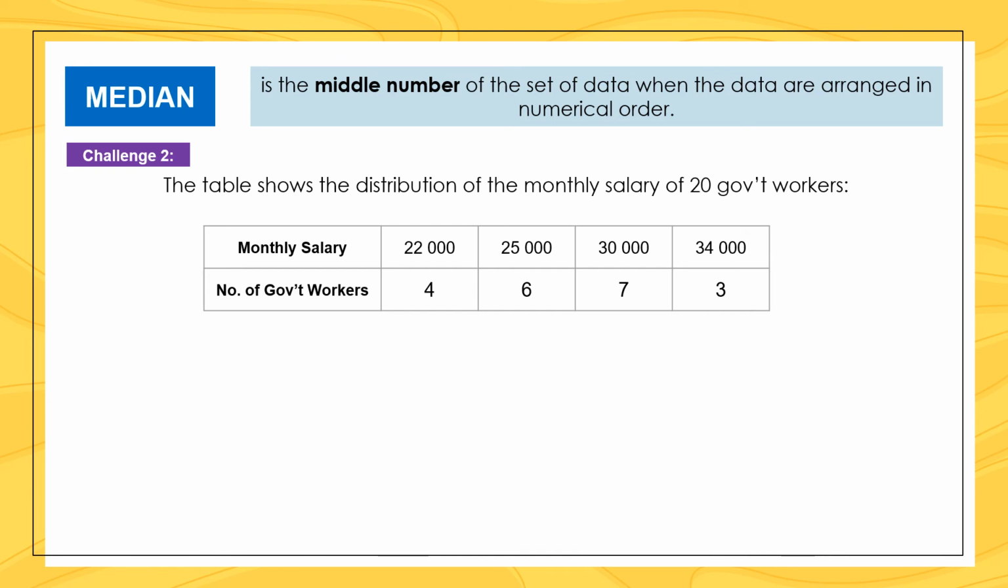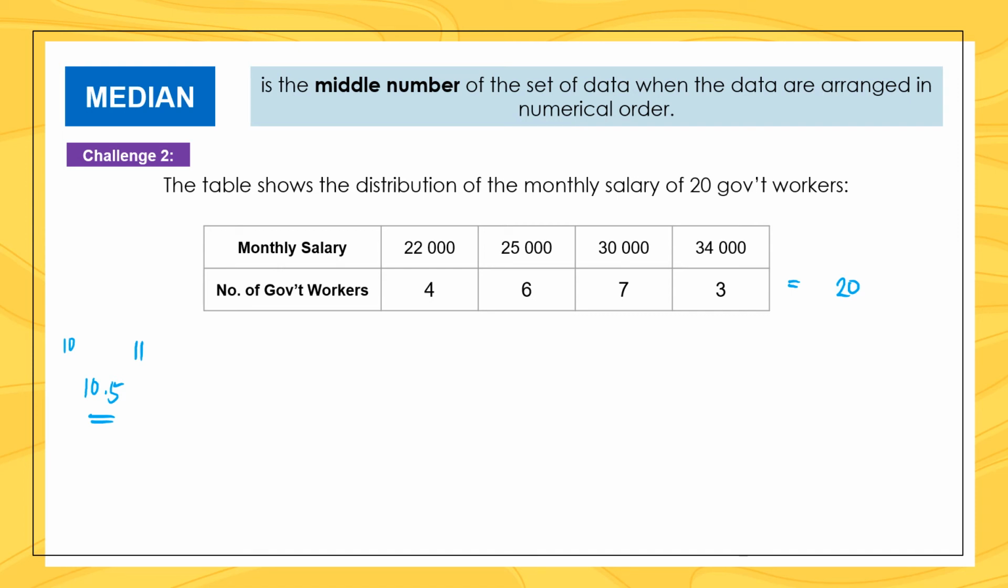Just like what we did in challenge number 1, we need to find out the total number of data. In this case, we got 4 plus 6 plus 7 plus 3. This is equal to 20. Using the middle position formula, we'll have 20 plus 1, that's 21, divided by 2. That will be equal to 10.5. So we need to find the monthly salary between the 10th and 11th positions. We need to find the mean of the salary of those government workers in the 10th and 11th position.